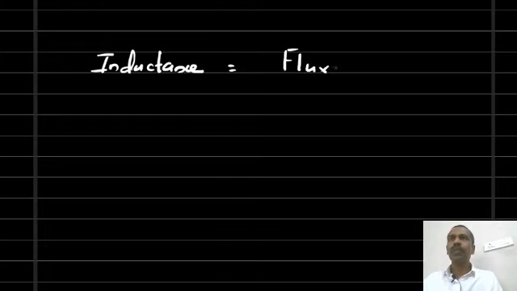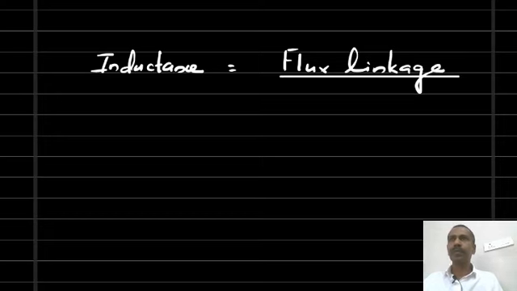This inductance is equal to the flux linkage divided by the current flowing through the conductor, and its unit is Henry.